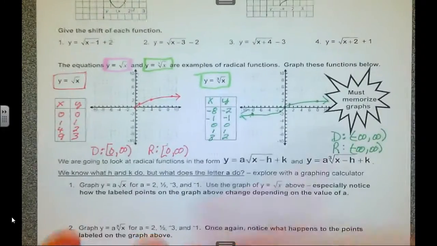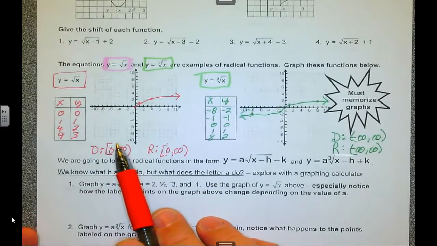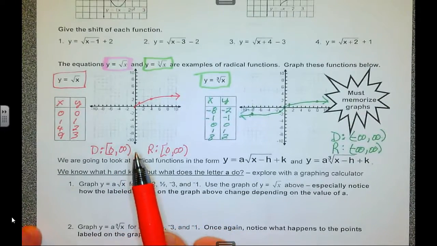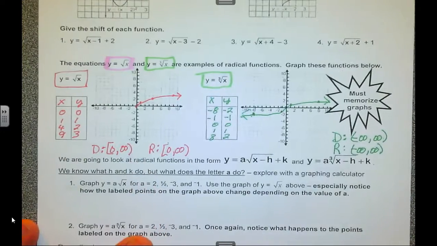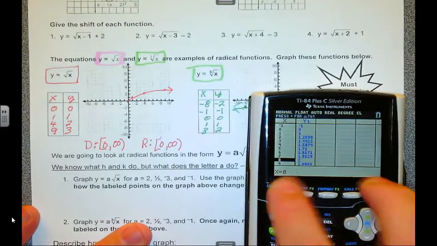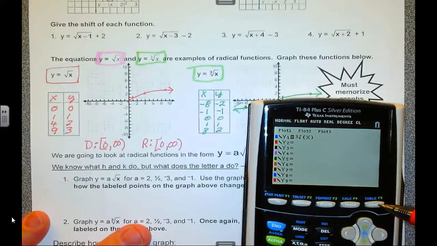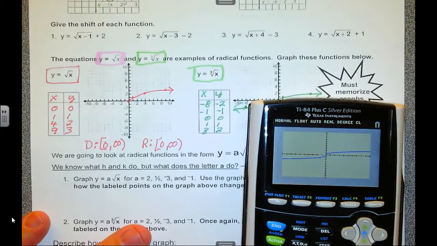Okay, so yesterday we went over square root functions, right? And then we put it in our calculators. Actually, this is the cube root function, since it's in my calculator. We'll look at it.